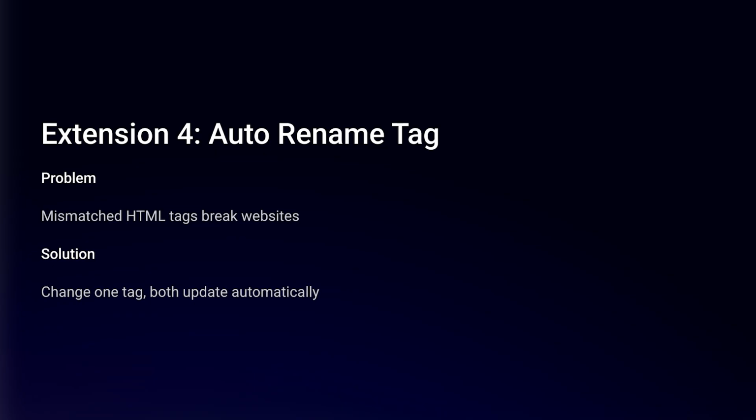Have you ever tried to change an HTML tag, like changing a div to a section, and forgotten to change both the opening and closing parts? It's a common mistake that can break your website. That's where Auto Rename Tag comes in. This extension is super simple but incredibly helpful. When you rename an opening HTML or XML tag, it automatically renames its corresponding closing tag, and vice versa. It ensures your code is always correct and saves you from frustrating debugging sessions.